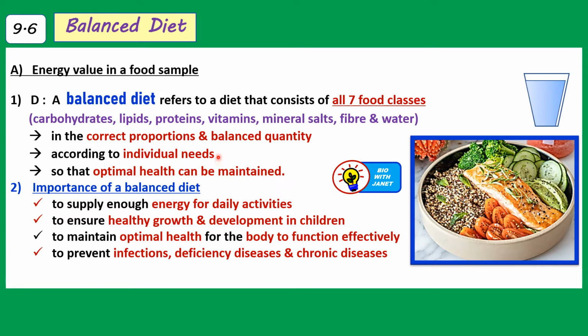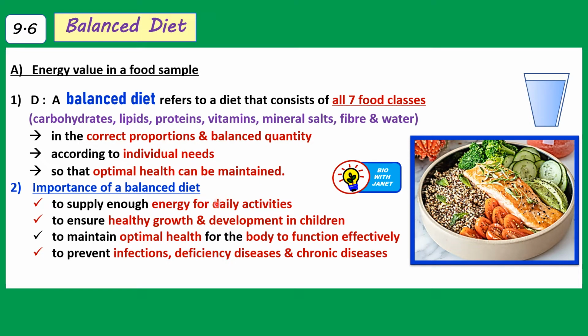Right? So each individual has a different need for these food classes. For example, a teenager will need more proteins to build new cells, new tissues as he is growing, continuing to grow. Whereas an adult that has stopped growing may need less proteins and also less carbohydrates if they are not as active as the teenager.